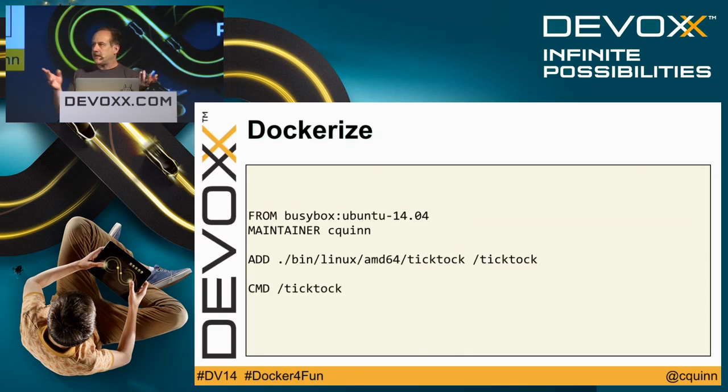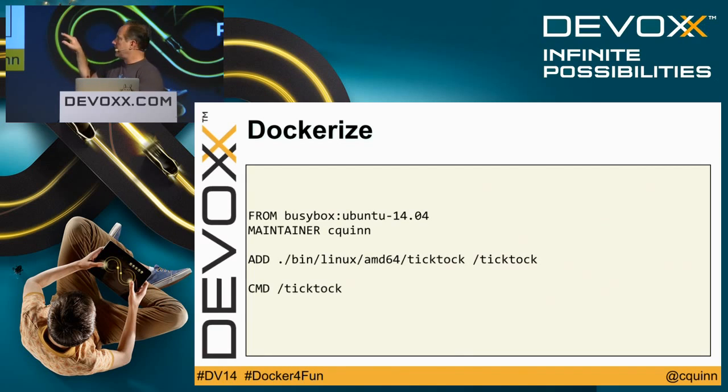Other things in here like MAINTAINER are just metadata. The commands like ADD are going to tell it to add some files to my container. The command called CMD is, again, some more metadata that's added to the container so that when Docker runs it, it knows what to run.